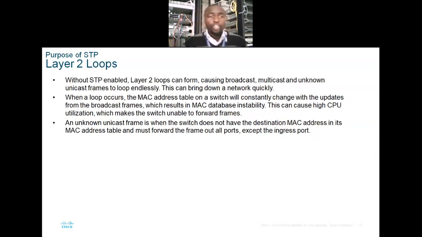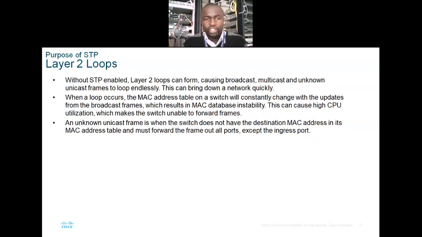So without STP enabled on your network, layer 2 can loop so many times and it will cause a lot of broadcast and multicast, and it will cause a storm on your network. And this can bring down your network very, very quickly. So when a loop occurs, the MAC address table on that switch would constantly change with the updates from the broadcast frames, which results in MAC address database instability. And remember, your switch does its forwarding based on the information that is in its MAC address table. That's what it uses to make its decision.